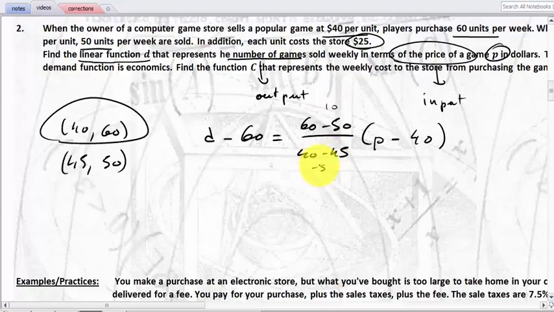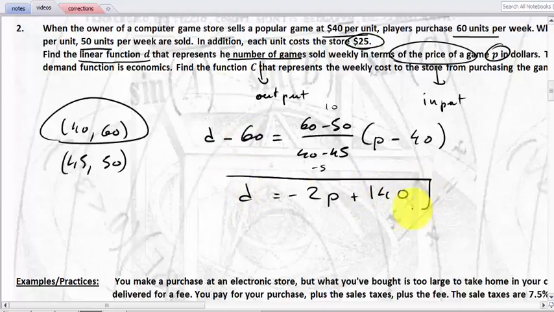So it's negative 5. So it is negative 5P. Negative 5 times negative 40 is 200. 200 plus 60 is 260, so plus 260. And this is the number D as a function of P. This is a linear function that represents the number of games sold by the store as a function of the price of the game.